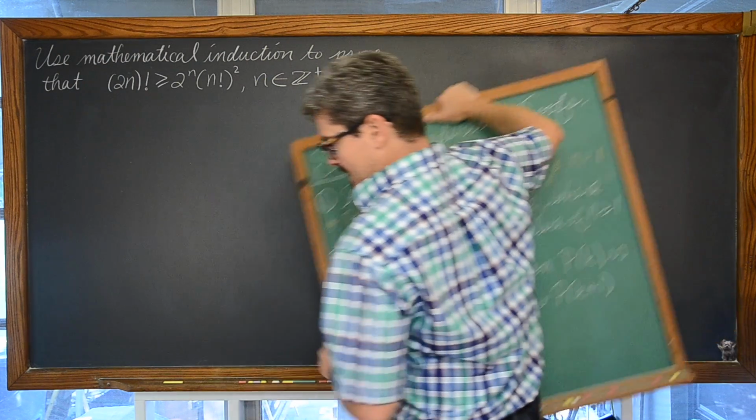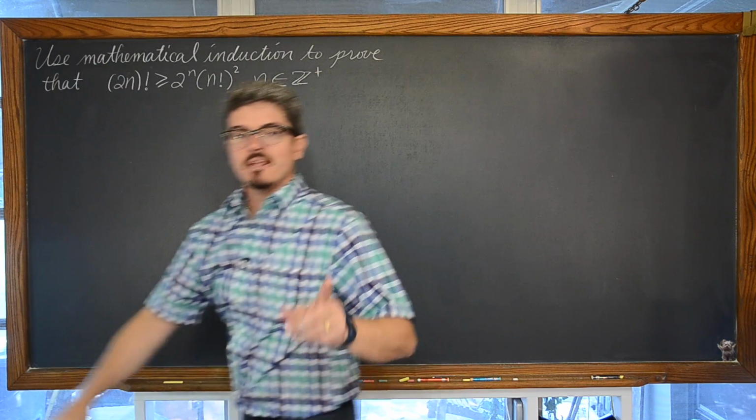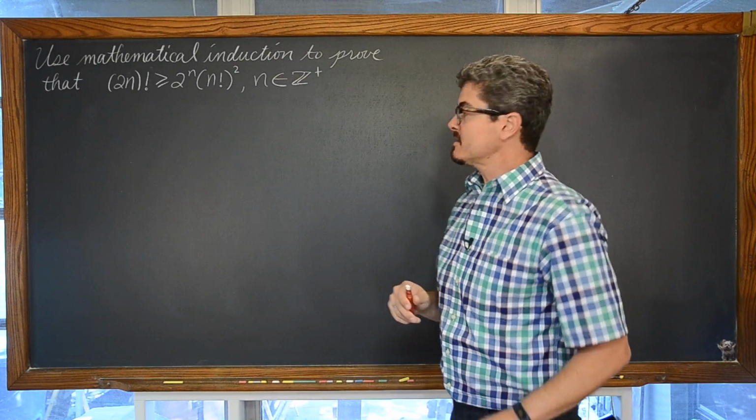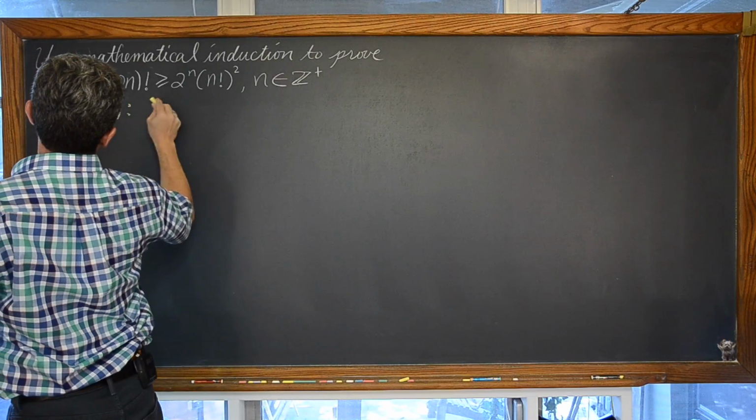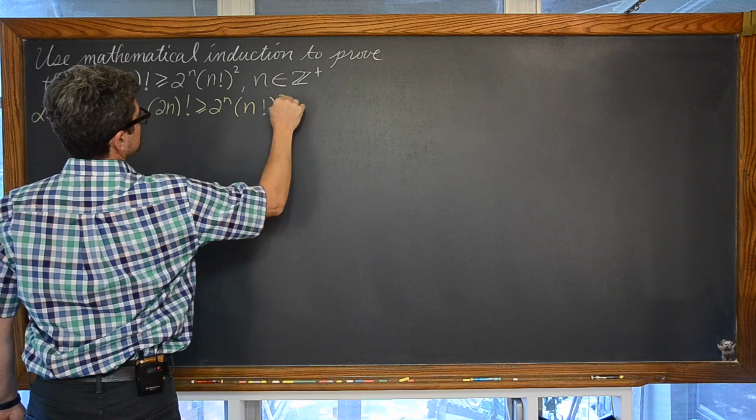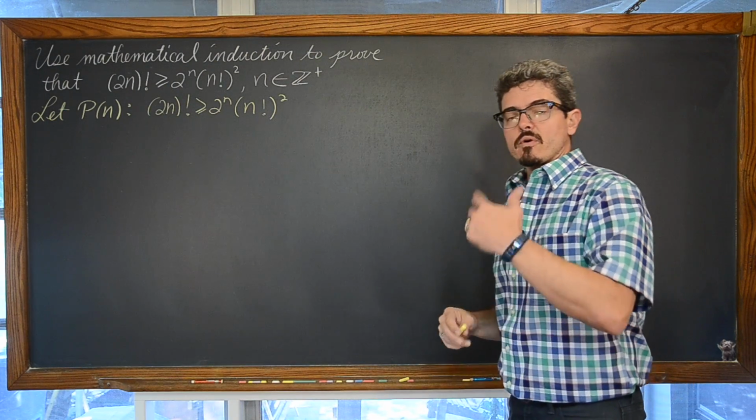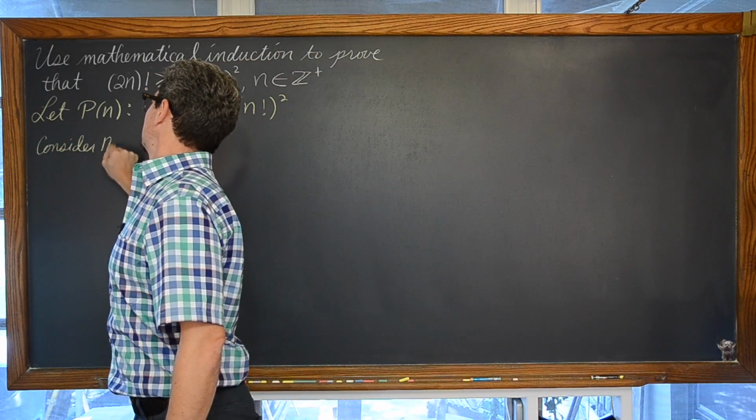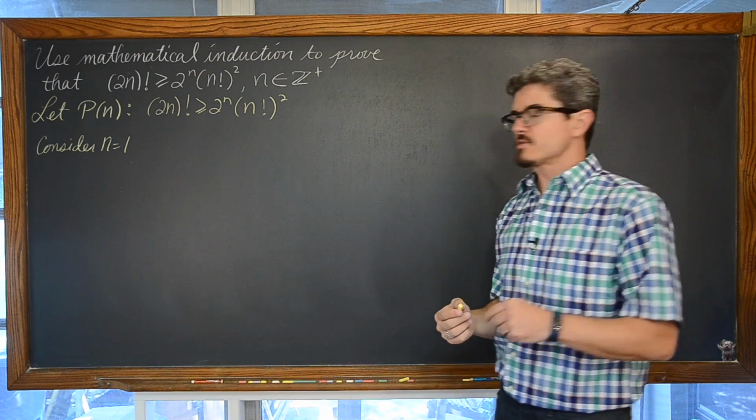So that's going to look like this. We're going to let P(n) represent this statement. And we already have the statement that n is an element of the positive integers. And we're going to consider where n is equal to 1. Or maybe you might want to write: prove P(1) is true.